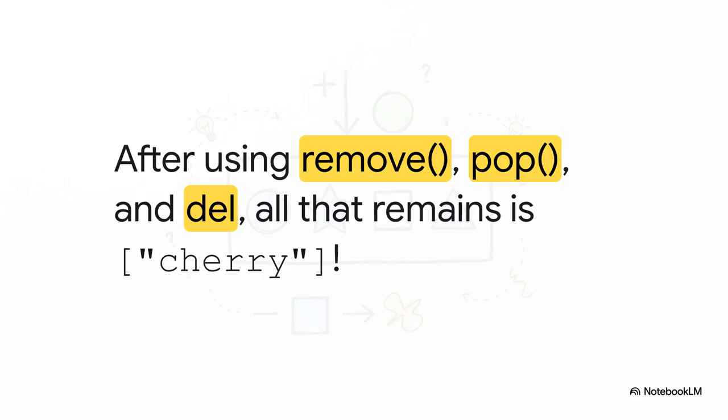Next, we used pop. When you use pop without telling it where to look, it just takes the very last item off the list, which happens to be our second banana. Gone. And finally, we used del to delete whatever was at the very start, at index 0. That was apple. So after all that, the only thing left standing is cherry.